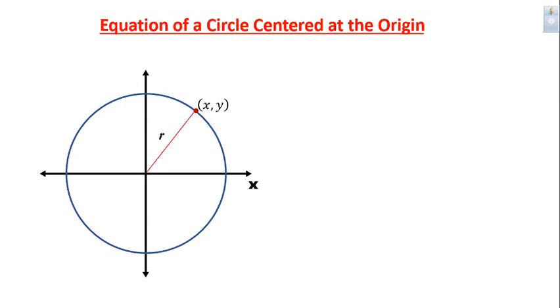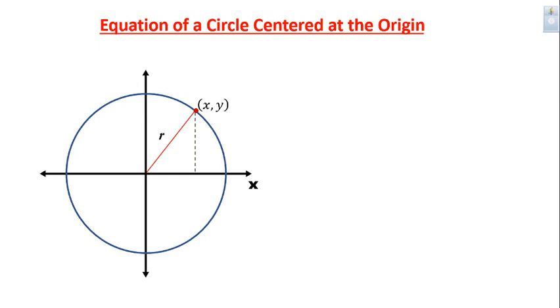So we choose a point on the circle, x and y. x, y are the coordinates, and the distance from x, y to the center of the circle is r, the radius of the circle. So all the points that are equidistant from the center have a distance of r from the center. Now, how do we get the equation here?